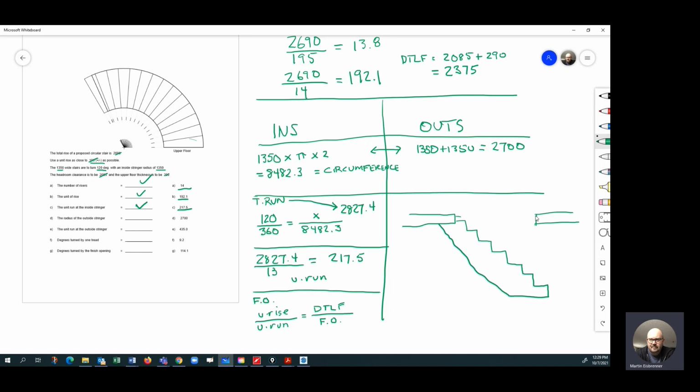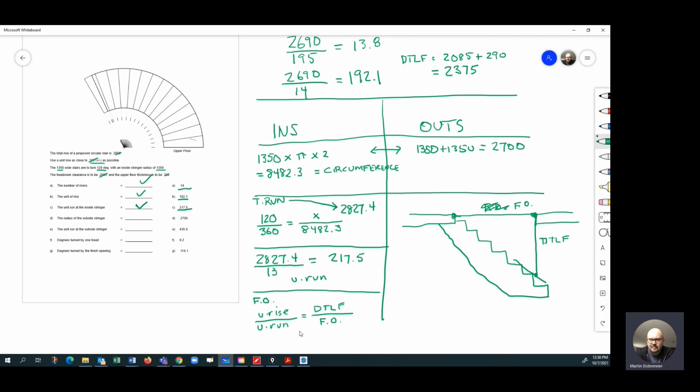Anyway, they give you a bunch of info. For example, they give you drop to line of flight. And I think in this question, they give you rough opening or something like that. And as long as you have unit rise or unit run, you can calculate one or the other. That's the idea behind this. Actually, this would be finished opening. Finished opening, drop to line of flight.